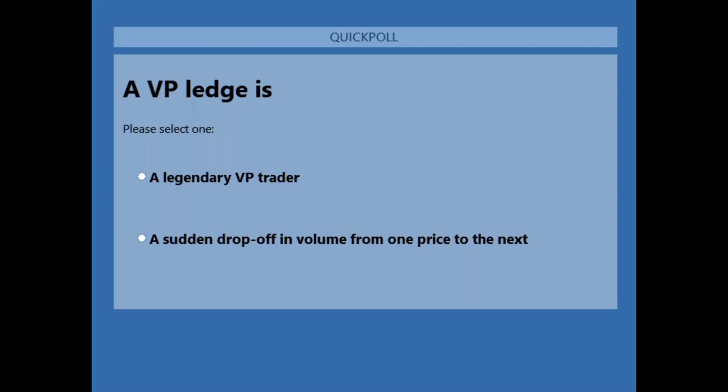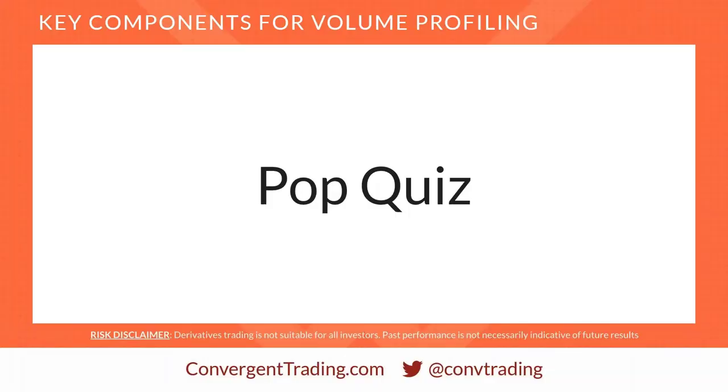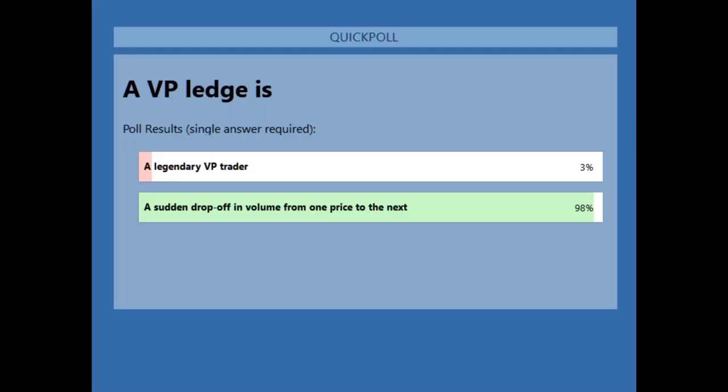So this question here is, a VP ledge is a legendary VP trader. Like the British like to say, oh man, that guy's a ledge, meaning a legend. Or a sudden drop off in volume from one price to the next due to multiple rejections. 64% have voted, and we're out of time. Here's how you voted. I'm telling you, there's some jokers in here, and I like it. 98% of you said that it's a sudden drop off in volume.